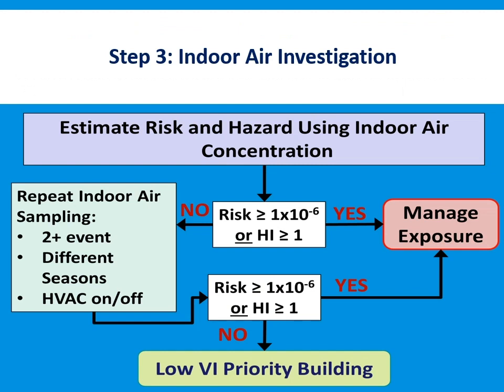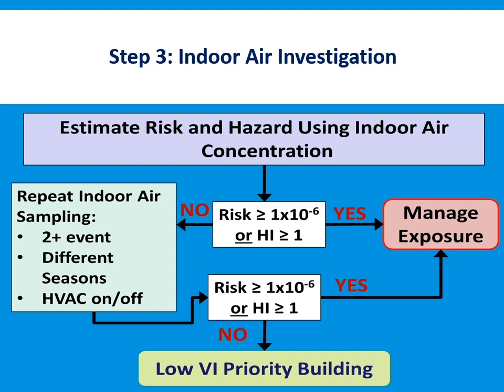Now let's look at how to screen buildings with indoor air data. Again, the supplemental guidance contains a nice flow chart. Using your maximum indoor air concentration that's indicative of vapor intrusion, the exposure risk is estimated. If the indoor air concentrations exceed a risk of 1 in a million or a hazard index of 1, the exposure needs to be managed.